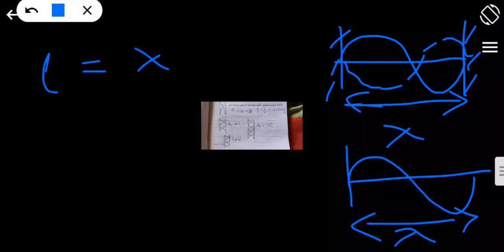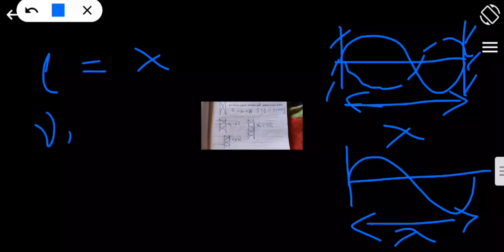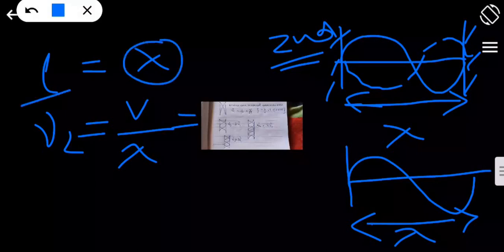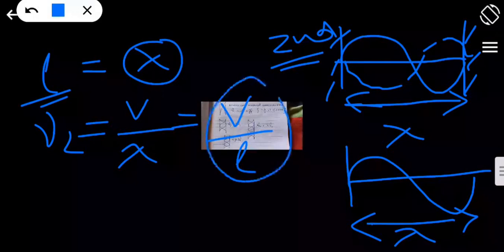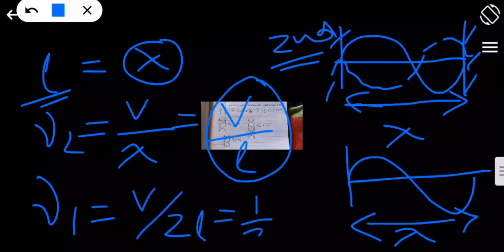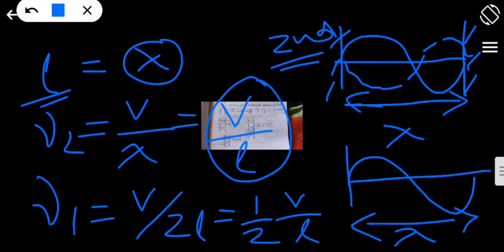So what is the nu2 formula? We are finding it for the second harmonic. So nu2 is equal to V by lambda. And here lambda is equal to L, so I can write it as V by L. Remember, your nu1 was how much? The first harmonic was V by 2L. This is nothing but half of V by L, 1 by 2 of V by L.